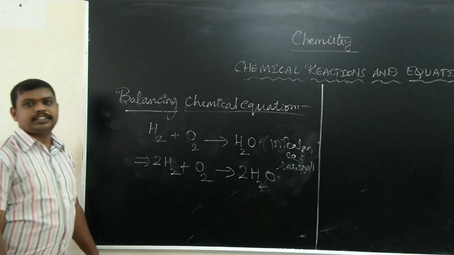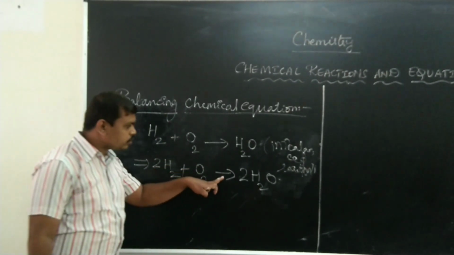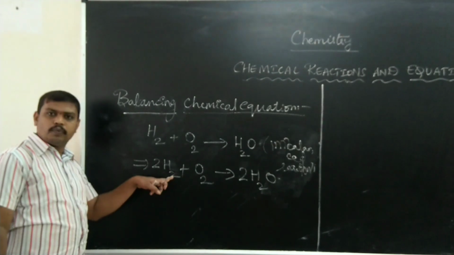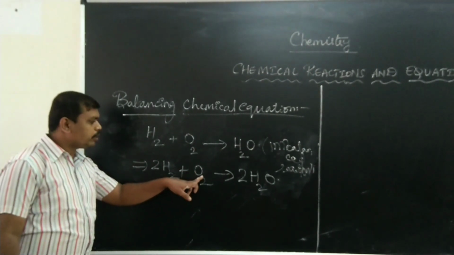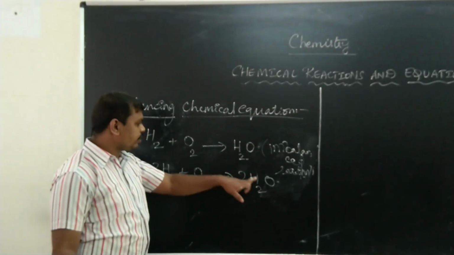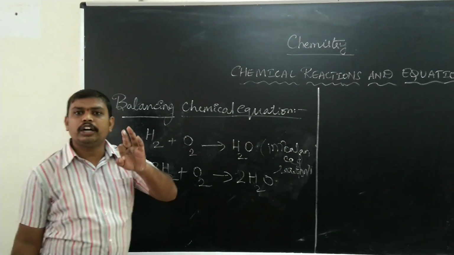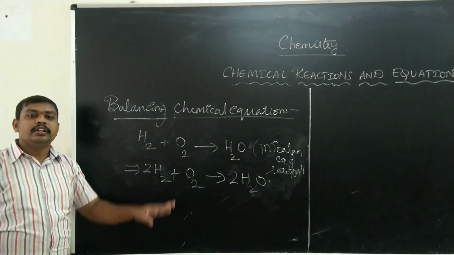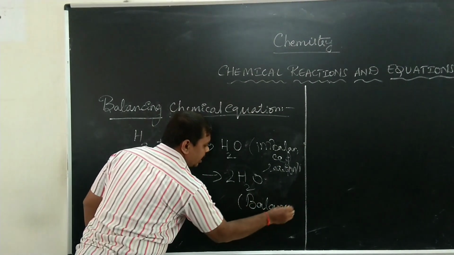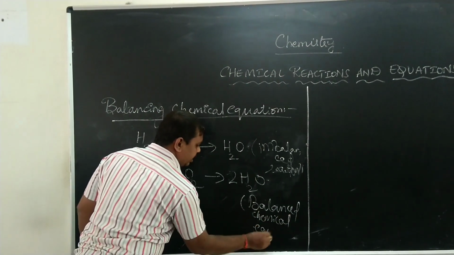To make the equation balanced, let us see: two molecules of hydrogen plus oxygen will give rise to 2H2O. Now check it. That is, two molecules of hydrogen plus oxygen will give rise to two molecules of water. Check here: 2 2s are 4 atoms of hydrogen, and 2 atoms of oxygen, 2 1s are 2. That means it has got balanced. Two molecules of water. So what is this called, students? Here it is a balanced chemical equation. Balanced chemical equation.